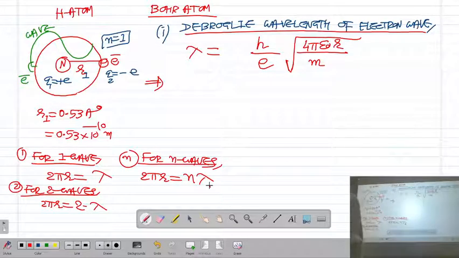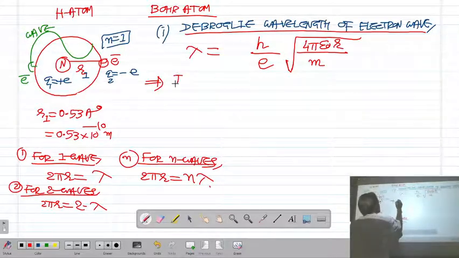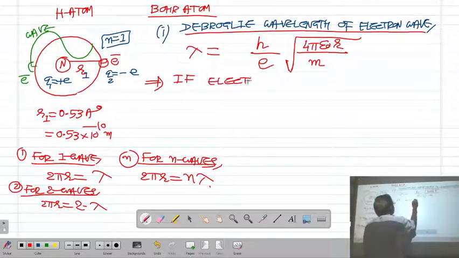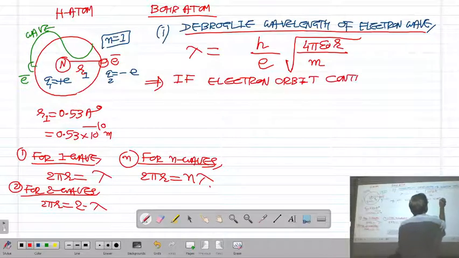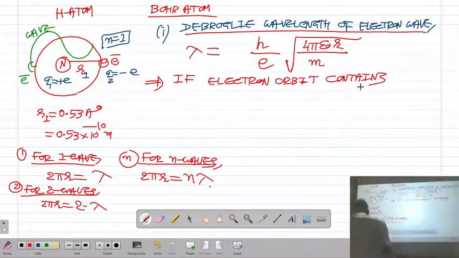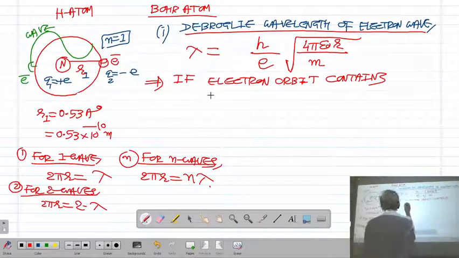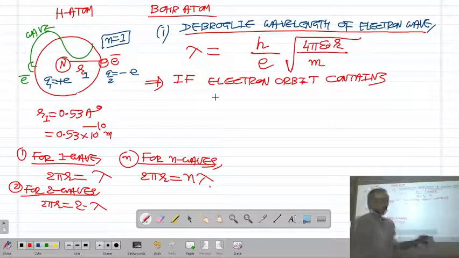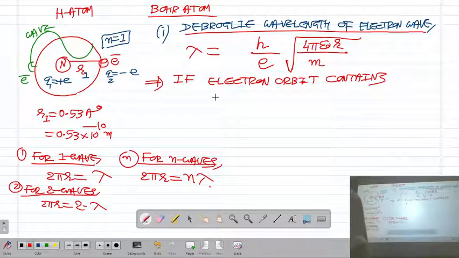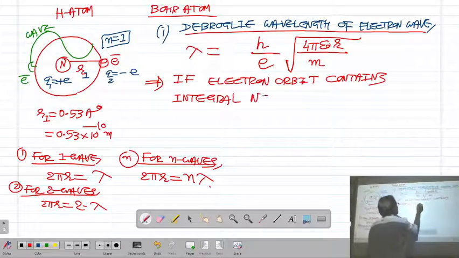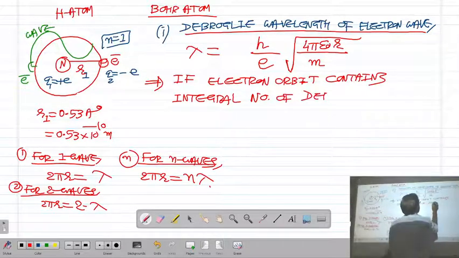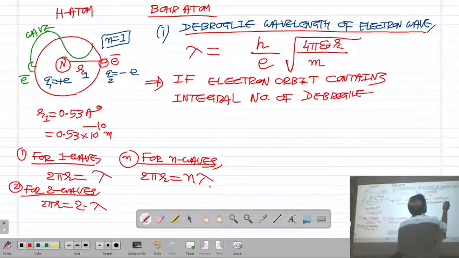Okay, so I write: the electron orbit contains integral number of de Broglie waves.